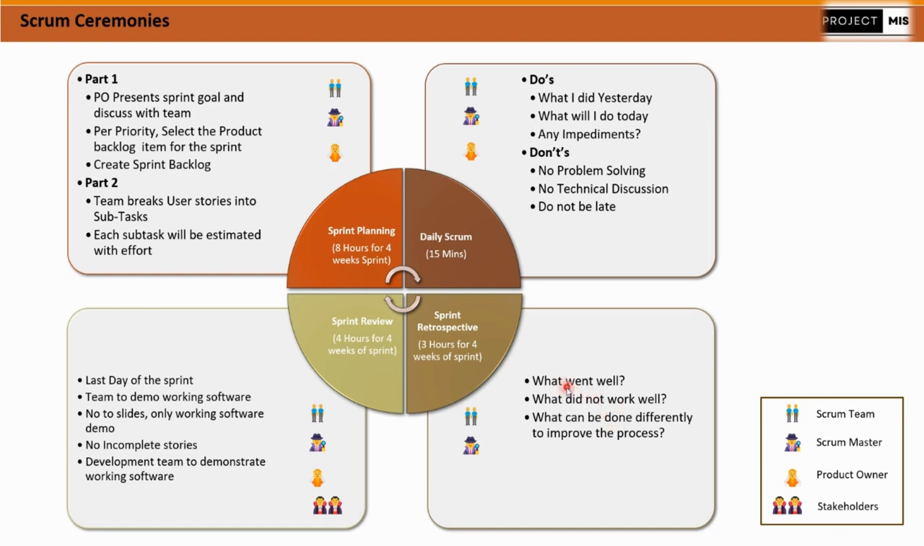First, we'll talk about what went well, second, what did not work well, and third, what can be done differently. So, what is the action point to improve our way of working?